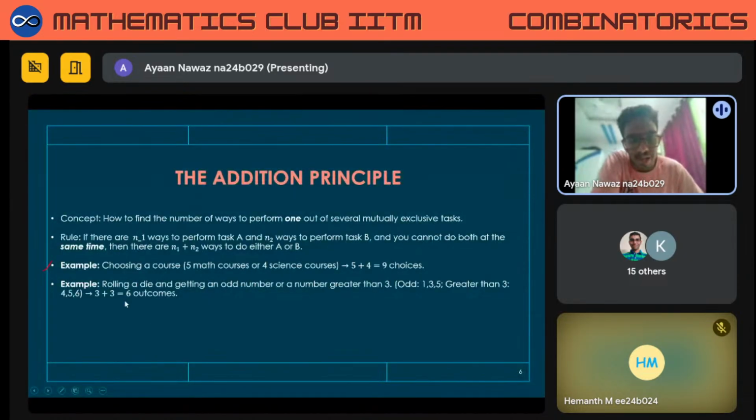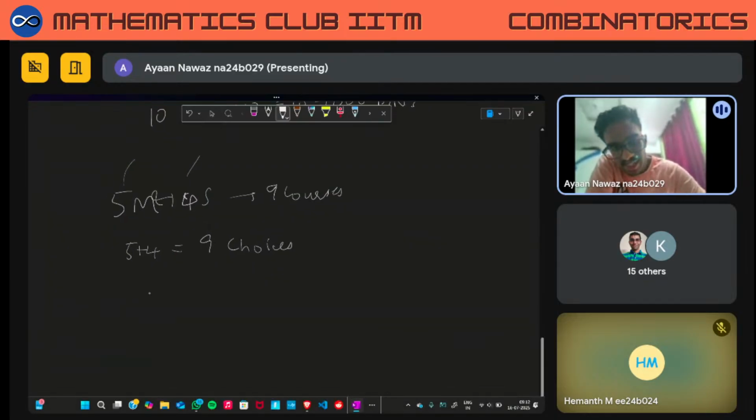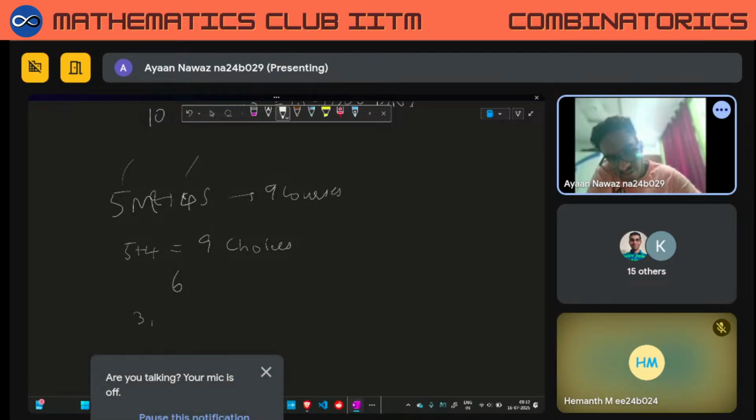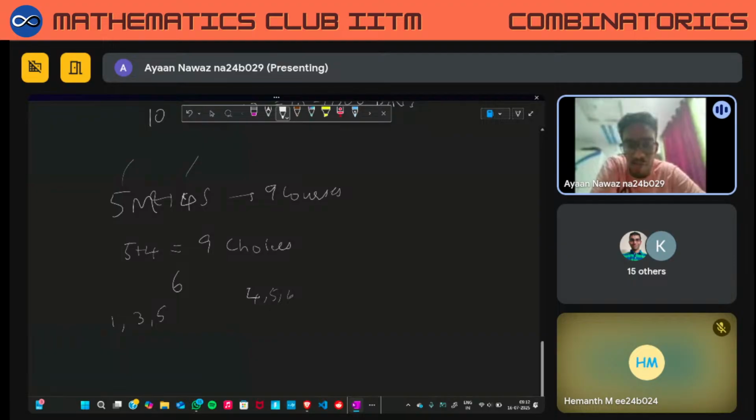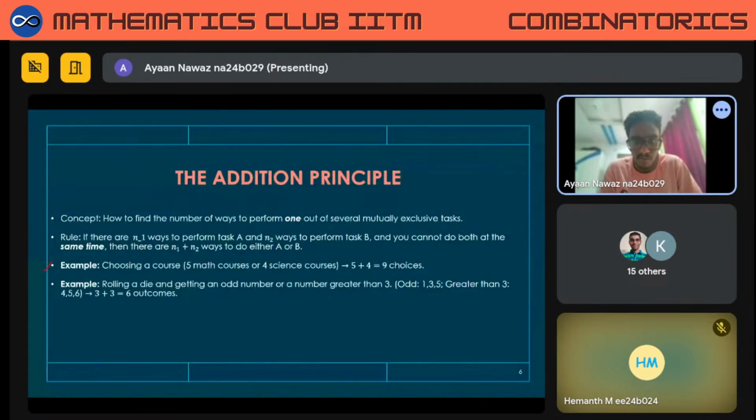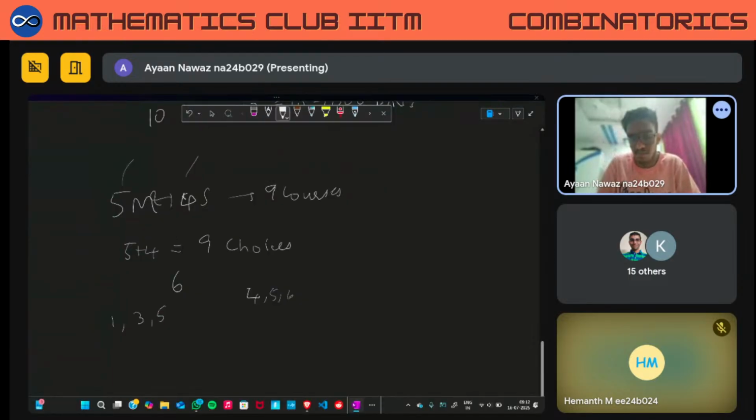So another example is rolling a die and getting an odd number or a number greater than 3. A die has 6 sides. An odd number is 1, 3, and 5, and a number greater than 3 is 4, 5, and 6. So for the chance of getting an odd number or a number greater than 3, there are 3 chances in each, so any of those. Totally, there are 6 outcomes.